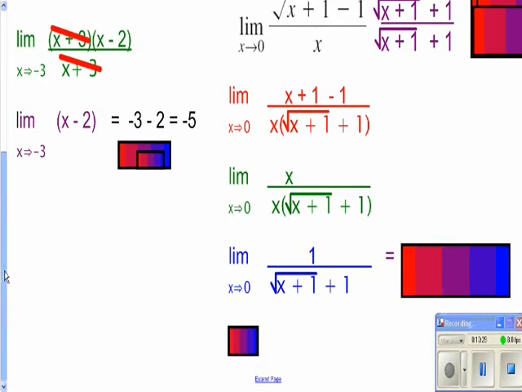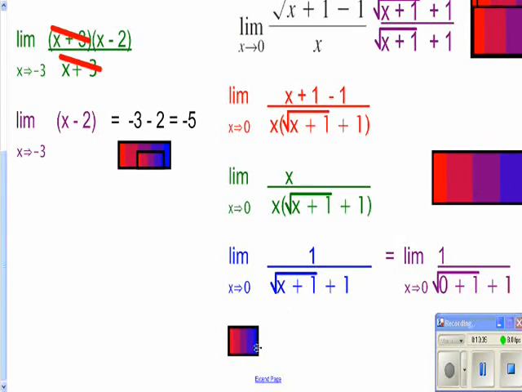Now you can actually go ahead and plug in 0. Work it out. You get 1/2.